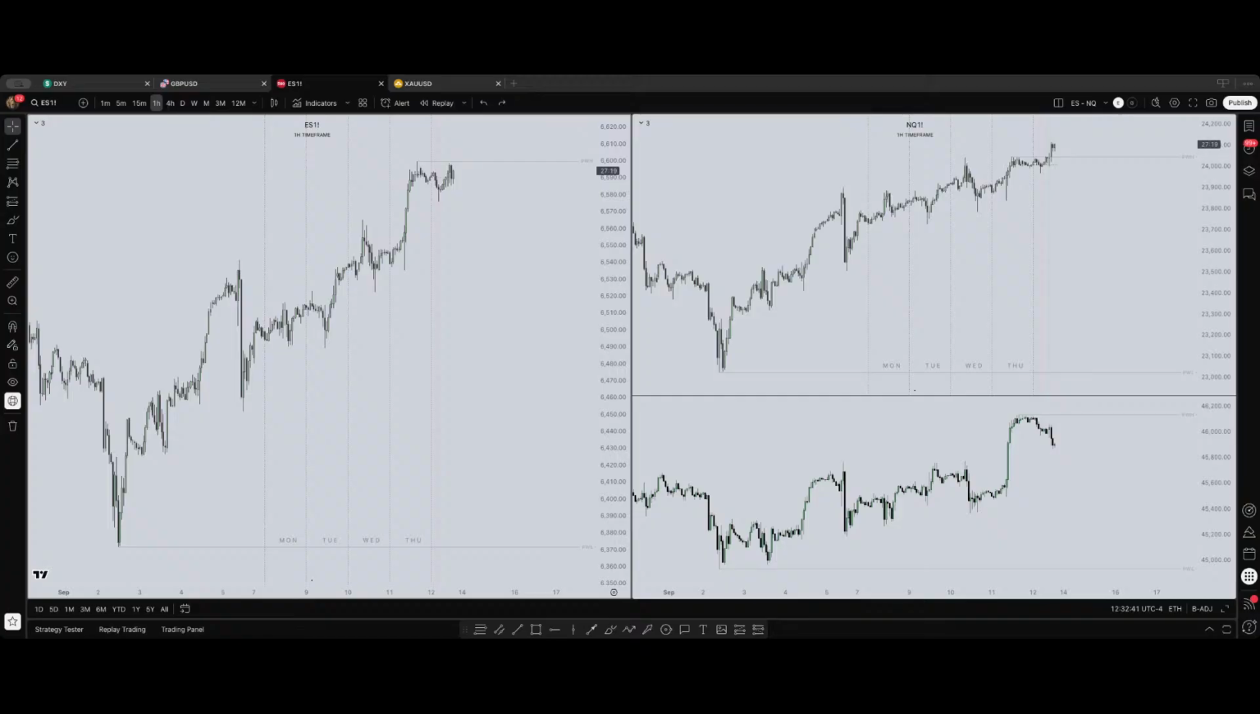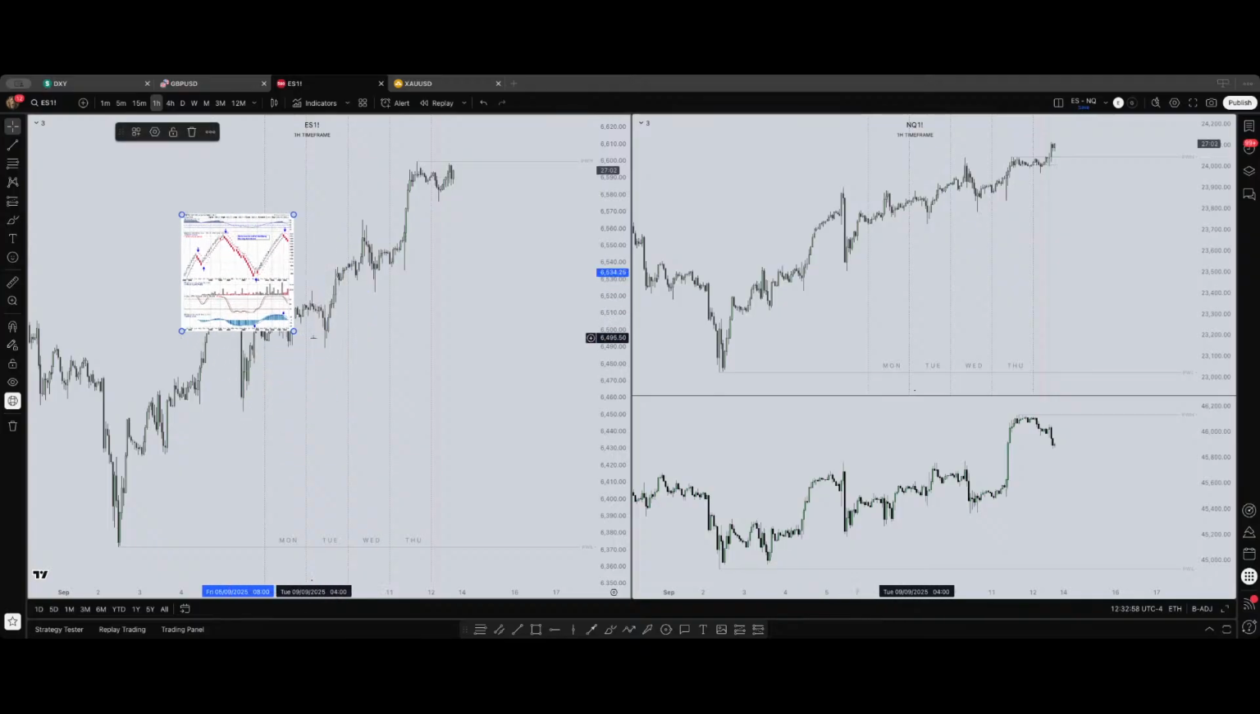A ver si puedo pasar una foto. Por ejemplo, a ver, copy image. Por ejemplo, algo así.